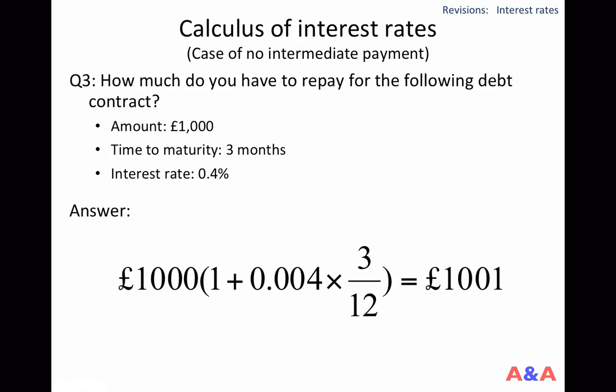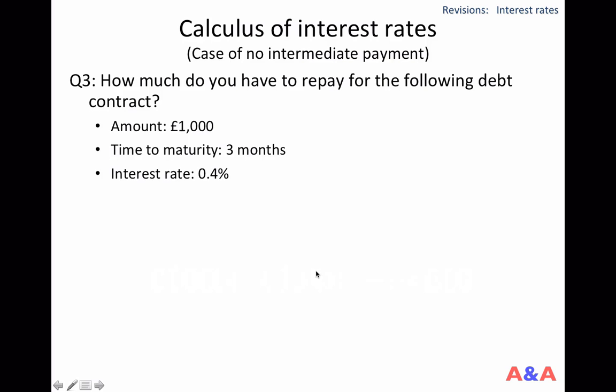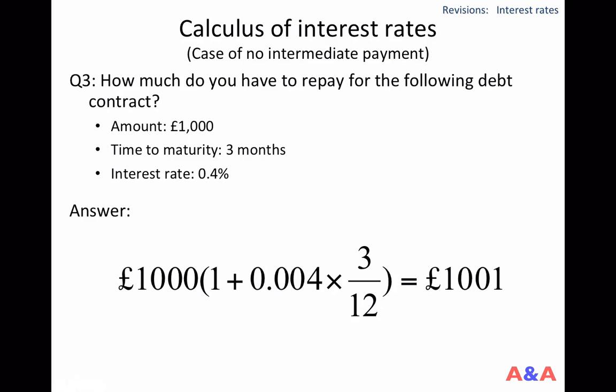So this is another convention in finance. If the time to maturity is longer than 1 year, then the time to maturity appears here as an exponent to 1 plus interest rate. But if the time to maturity is shorter than 1 year, then it appears inside the bracket. Okay?